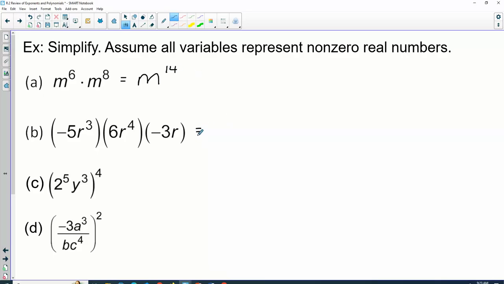On B, also, I should have said this before, if you need a calculator, you can grab one at any time. You don't have to ask permission. So when you come in each day, or if you need one at some point, you're welcome to grab them.